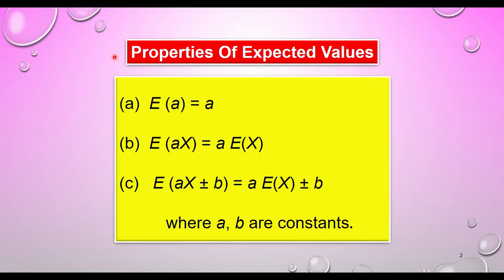Properties of expected values. A. The expected value for a constant a is equal to a. B. The expected value for aX is equal to a times E(X). C. The expected value for aX plus or minus b is equal to a times E(X) plus or minus b, where a and b are constants.